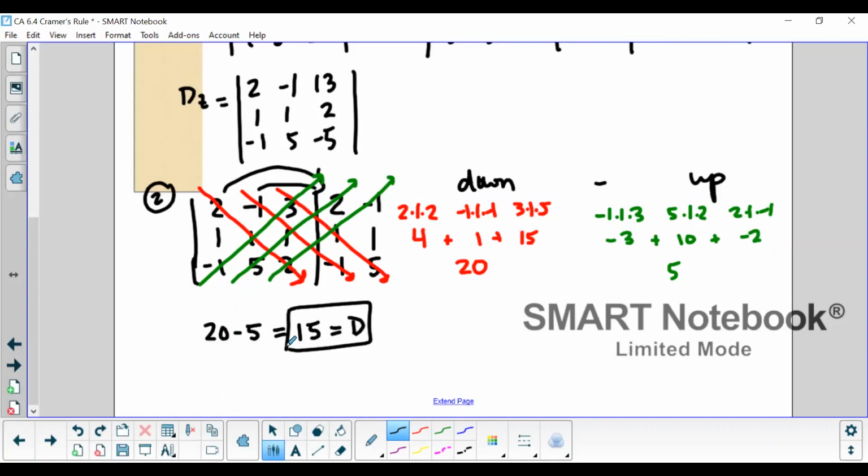Does that mean yes or no that there is a solution? What did we care about D? We just didn't want it to be what? 0. Perfect. Thank you. So this is yes, there is a solution.